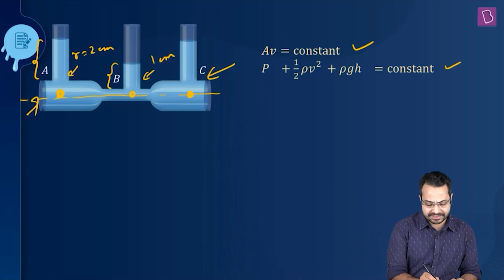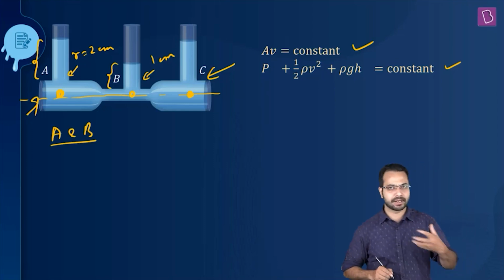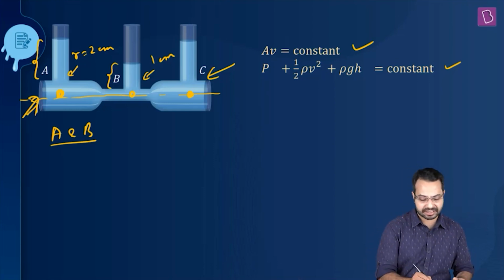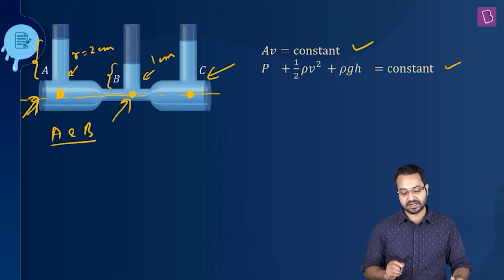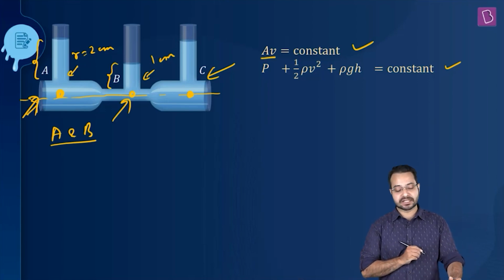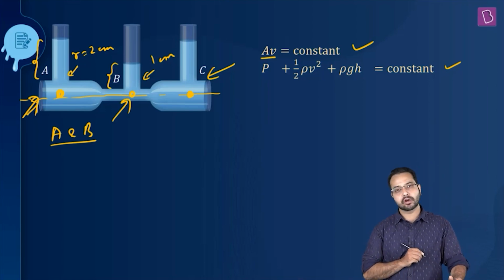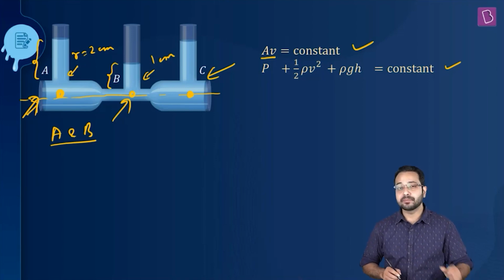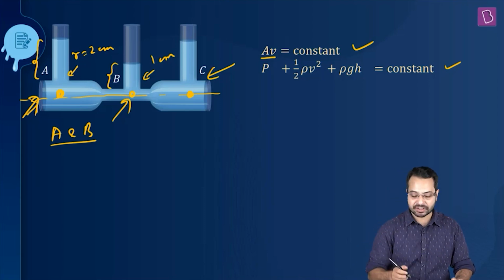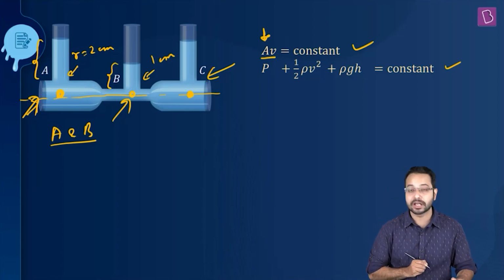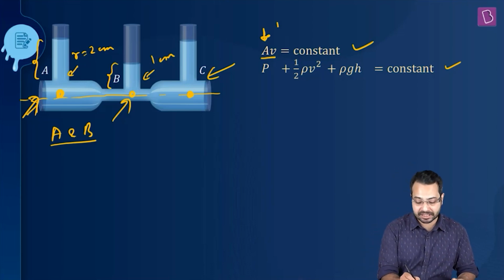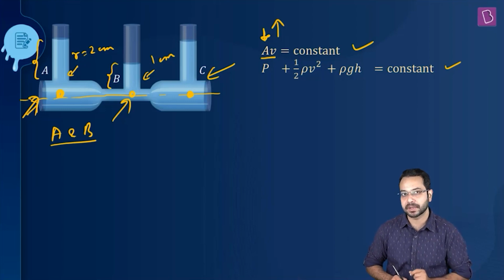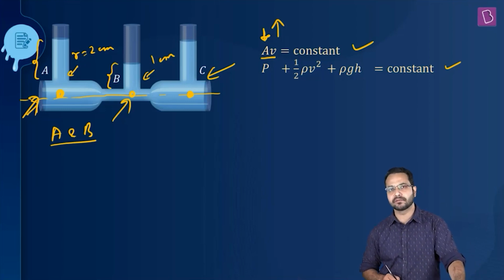First of all, let's compare points A and B. The area of cross section at A is greater than the area of cross section at B, correct? Now, the equation of continuity tells me that A times v is equal to constant. So at B, the area of cross section is lower, which means that the speed is going to be higher. So the speed at B is going to be higher than the speed at A. Obviously, I'm talking about the speed of the fluid.